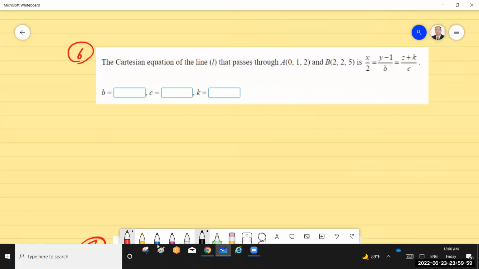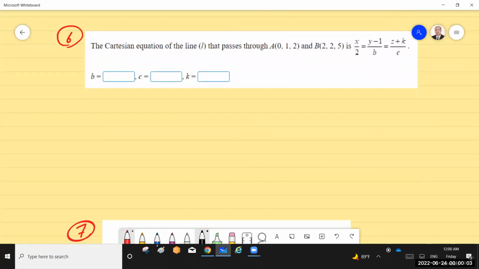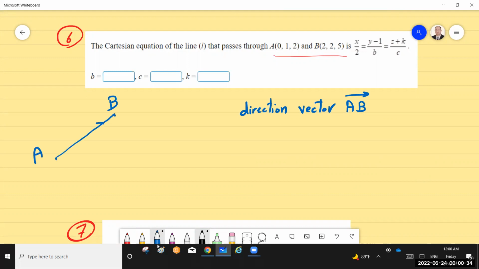Okay. Question number 6. The Cartesian equation of a line L that passes through the points 0, 1, 2 and 2, 2, 5 is this. First of all, if you are given 2 points and you want to find the Cartesian equation, you have to find the direction vector. Consider points A and B, the direction vector must be AB, or BA, no problem. So if you say AB, so B minus A, you write 2, 2, 5 minus 0, 1, 2, which gives you the direction vector 2, 1, and 3.